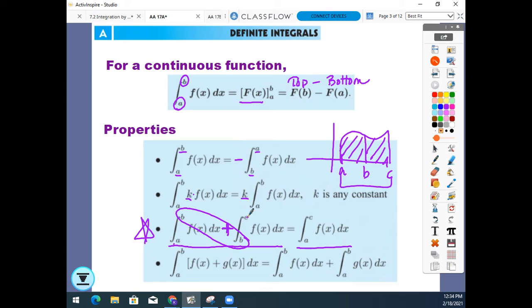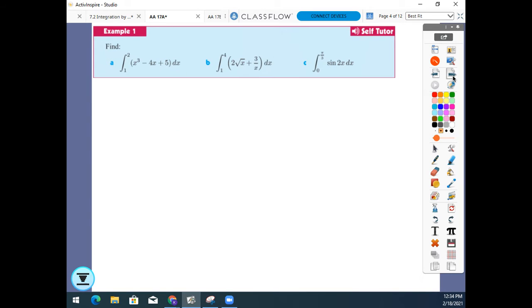So a lot of this is just what we've been doing. So this is just getting into the actual evaluating now. All right, so we'll just use our power rule. This first one's just a polynomial. So we will add 1 and divide, add 1 and divide. Constant, we just put in the x, and we're going to go from 1 to 2.